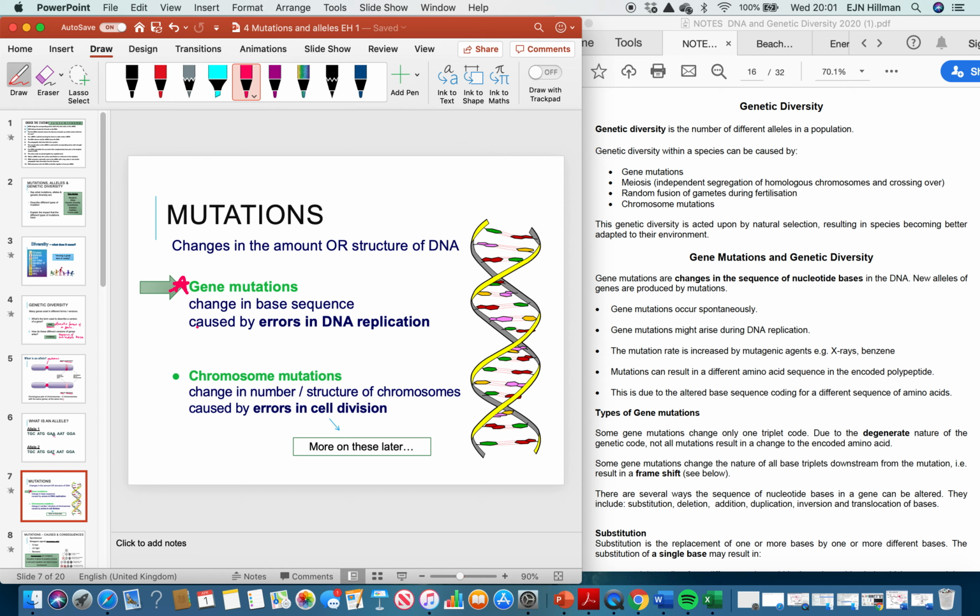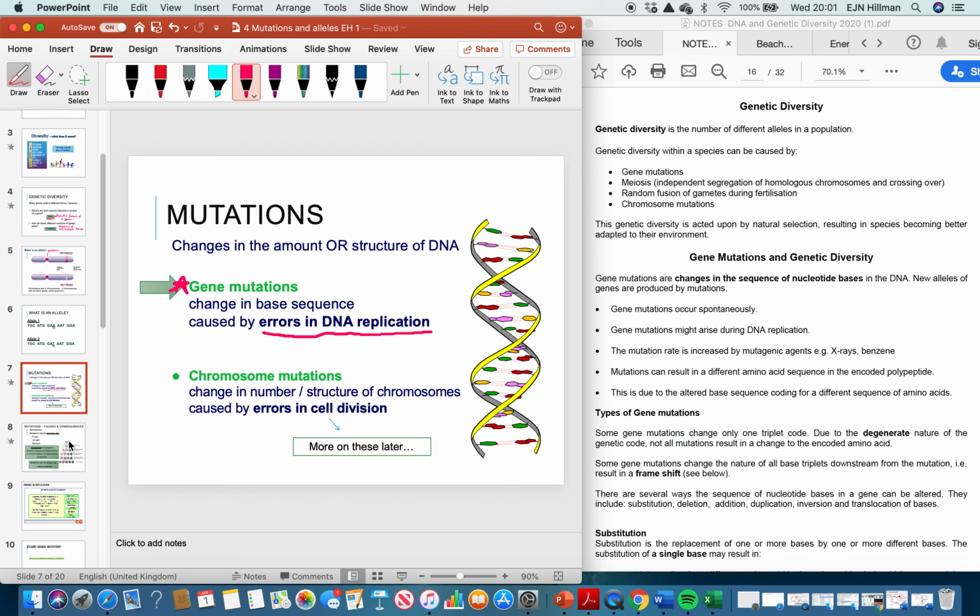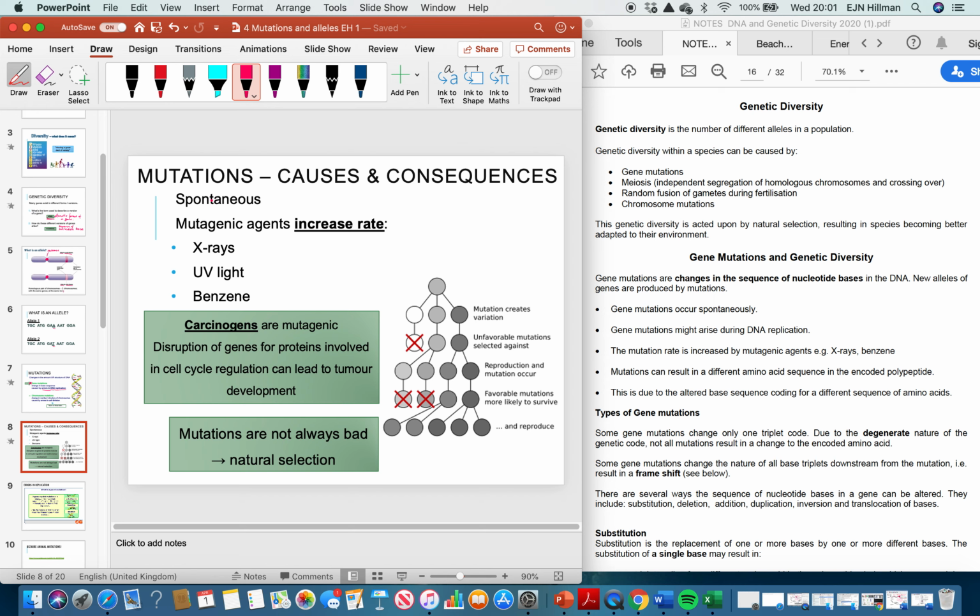So, gene mutations are caused by errors in DNA replication. So when the DNA undergoes semi-conservative replication, sometimes, although it's still fairly rare, those bases, or the sequence of bases, may change. Okay. Now, it's important to remember that mutations are spontaneous. Mutations will happen regardless of any other factor.